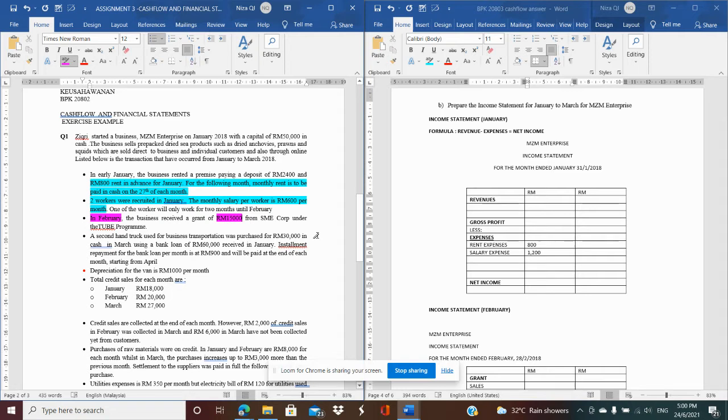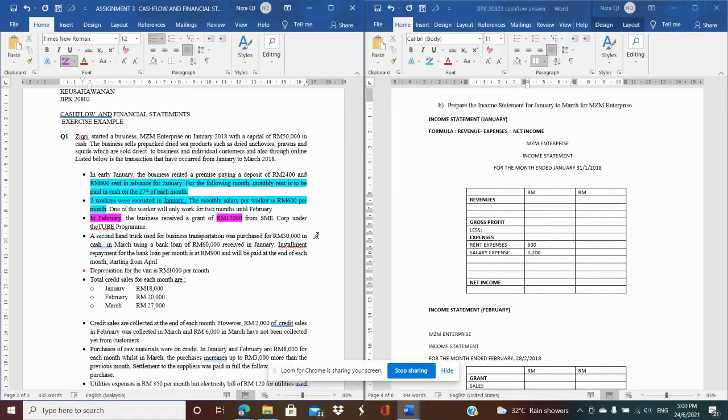Now look at the following transaction. It's about a second-hand truck for business transportation. This was purchased in March using a bank loan of 60,000 received in January. A bank loan is not a revenue. A bank loan is a liability. The bank gave a loan, but it expects you to return its loan at a certain date. So it's not a revenue, it's not an income, but it's a liability.